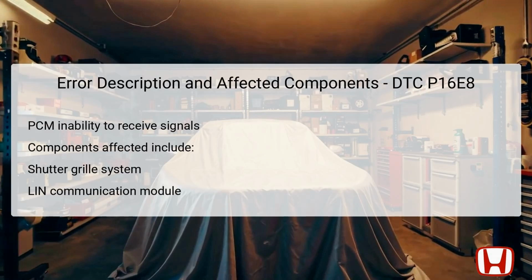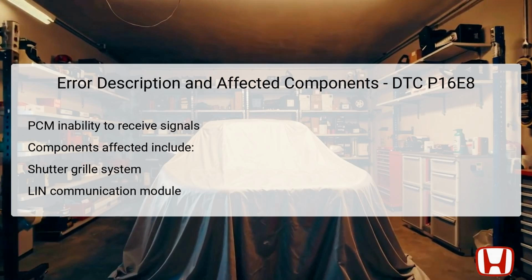The P16E8 DTC emerges when the PCM, or Performance and Control Module, fails to receive necessary signals from the shutter grille via the Local Interconnect Network, LIN. The shutter grille plays a significant role in optimizing the vehicle's aerodynamics and engine cooling system. It is located at the front of the vehicle and adjusts itself based on speed and engine needs.